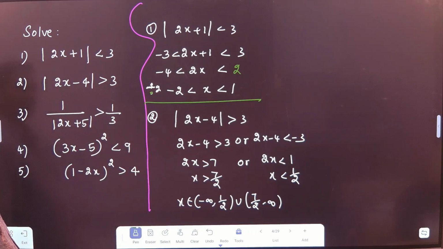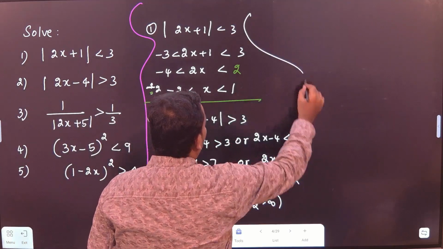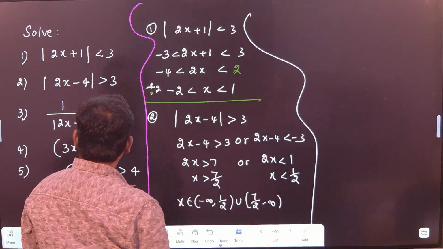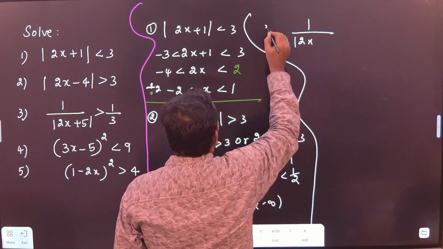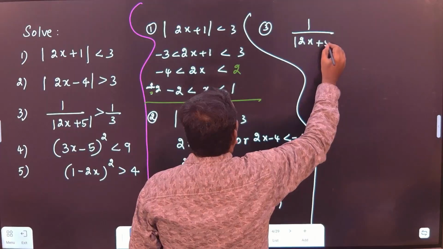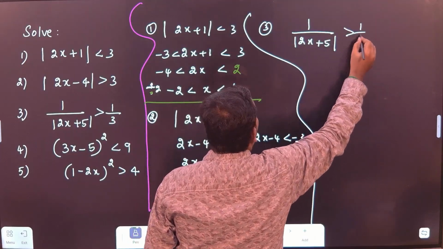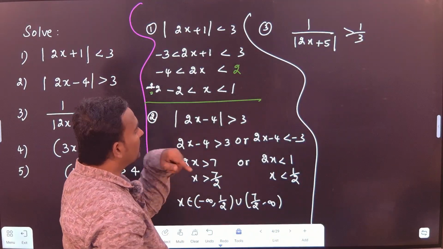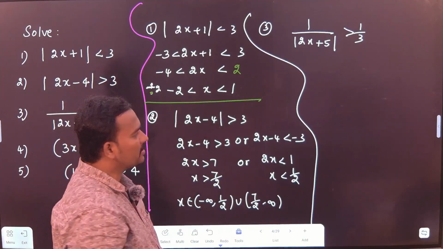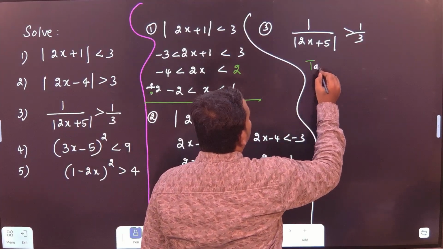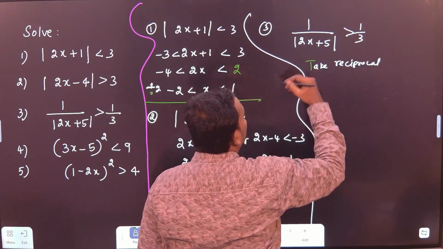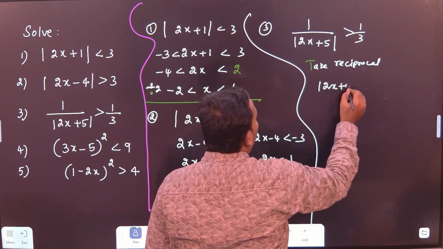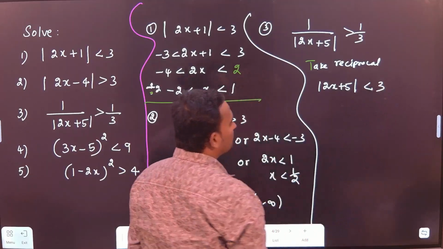Let's do the next one. What is the third one you can see? 1 by mod 2x plus 5 is greater than 1 by 3. How to solve this? Take the reciprocal. You can easily solve it. Take the reciprocal. What will we have? Mod 2x plus 5 is less than 3.